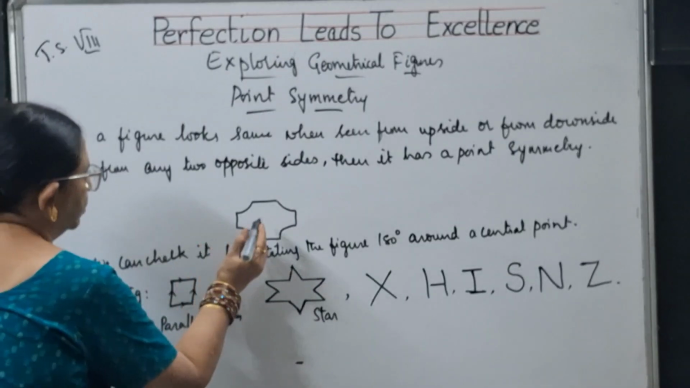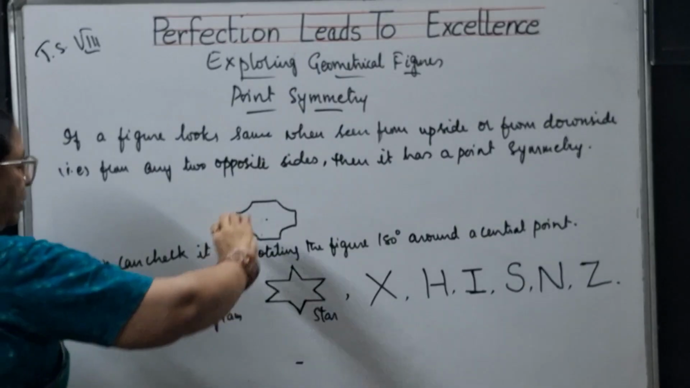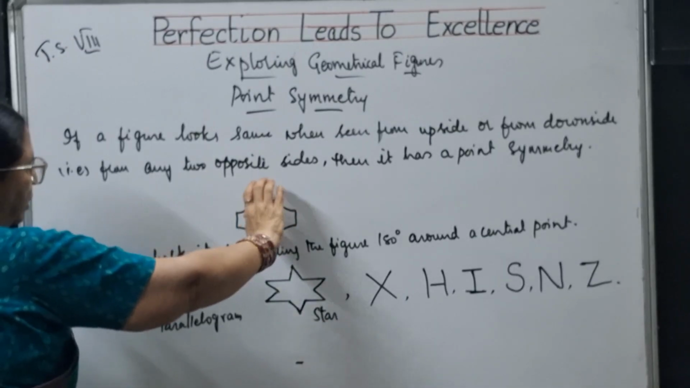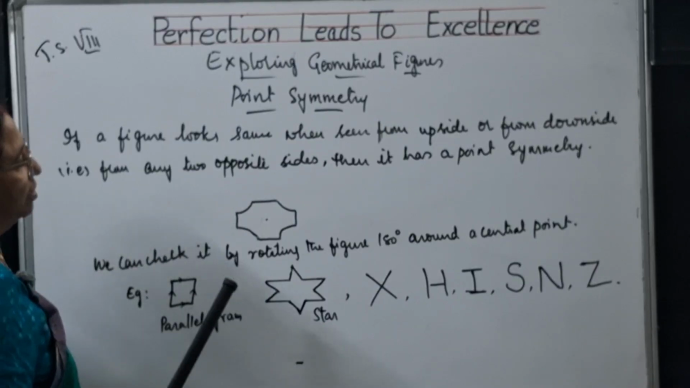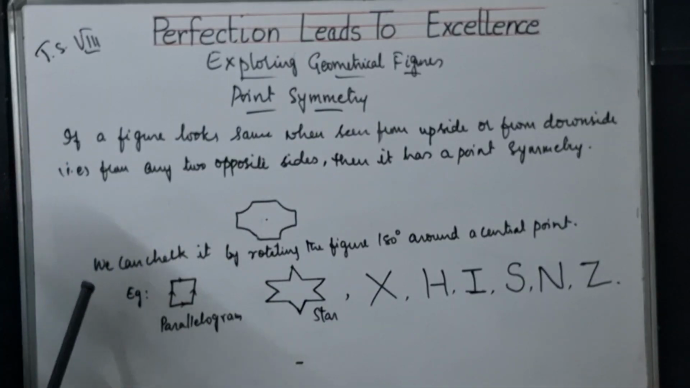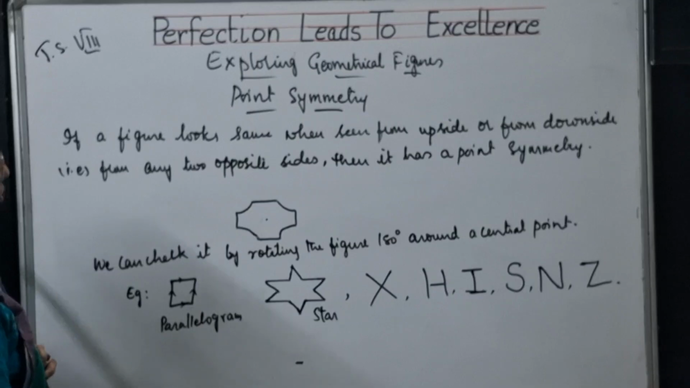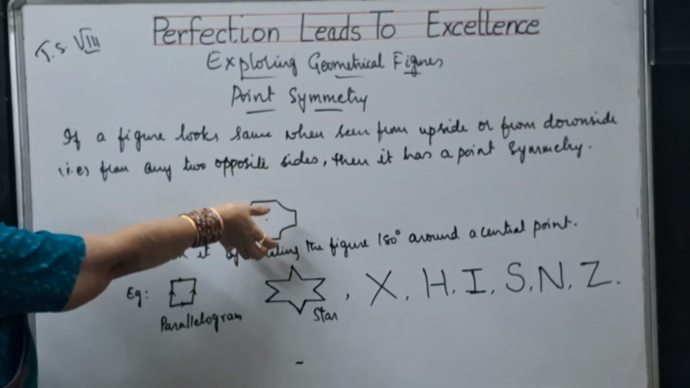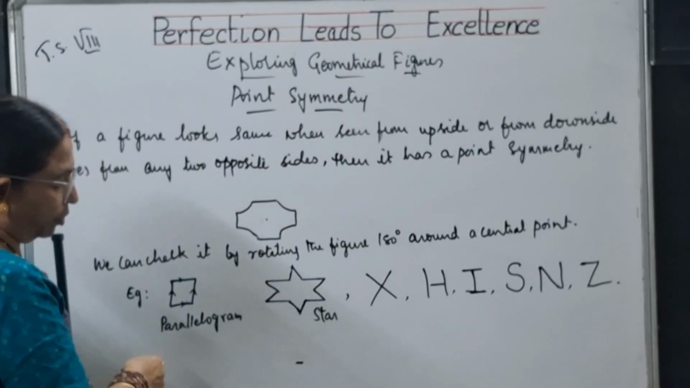If you take a central point and through that, if it is rotated 180 degrees, means this top should come down like this. If you rotate it 180 degrees, if there is no change in the shape of the figure, then we will say that it is having a point symmetry. So we can check it by rotating the figure 180 degrees around a central point. See children, this is the one. When you rotate it like this 180 degrees, even then you will be getting the same figure. So it is called as point symmetry.